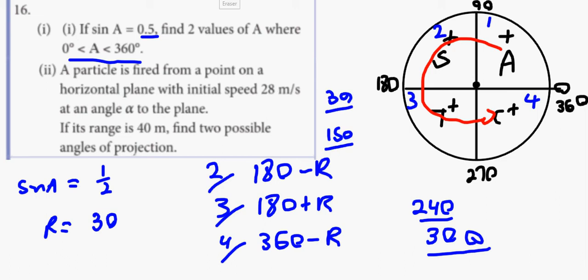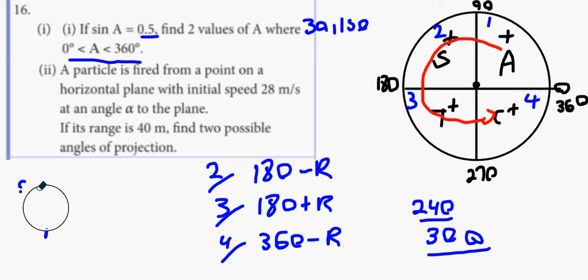Nextly, I'll throw you a bit of a curveball. And the curveball I threw you was cos A equals what? Minus root 3 over 2. Once again, I asked that you ignore the minus parts. And you just cos inverse root 3 over 2 and you get 30 degrees.